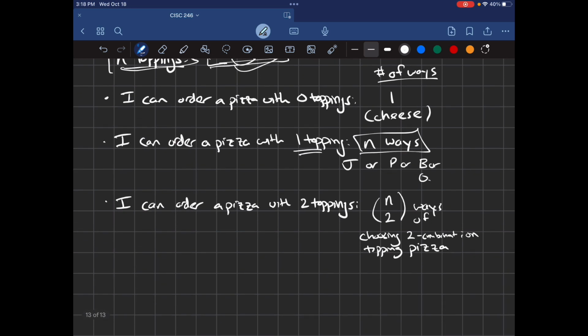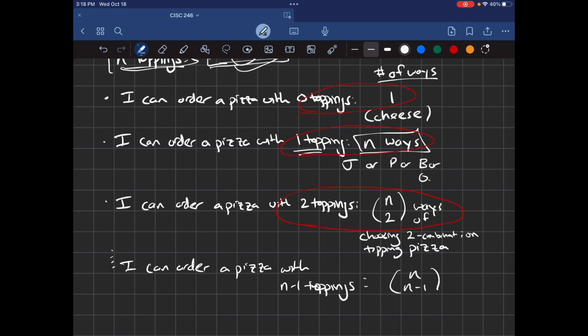And you can continue on, right? So there's 1 way to do 0 toppings. There's 1 topping, you can do it in n ways. 2 toppings, you can do in n choose 2 ways. And continue on in this fashion. Let's say I want to use every topping except one. So I could say n minus 1 toppings. There are n choose n minus 1 ways.